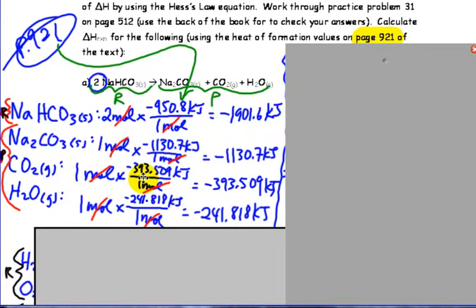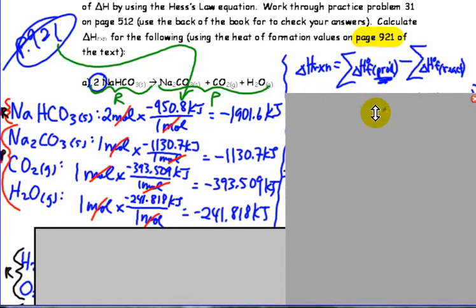So sodium carbonate, negative 1130.7. Carbon dioxide gas, negative 393.509. And then be careful here. There's different values for whatever state water is in. We're looking for water in the gas state, so make sure you use the gas state value, negative 241.818.